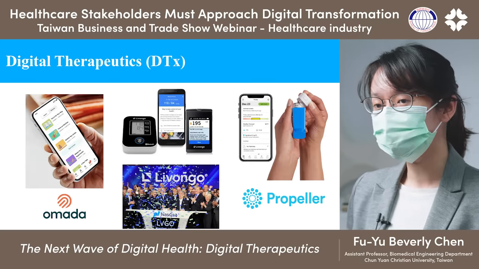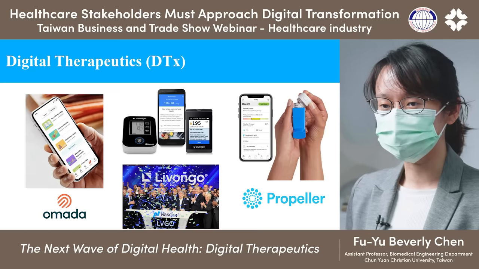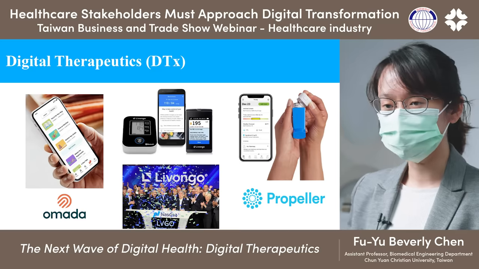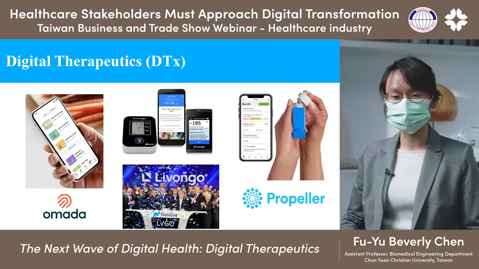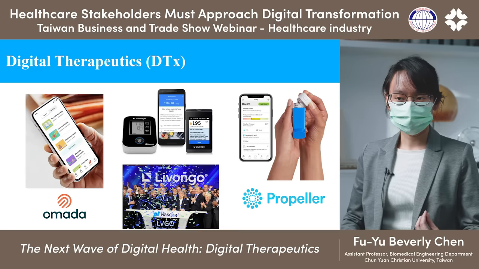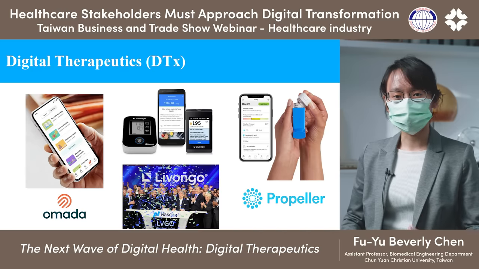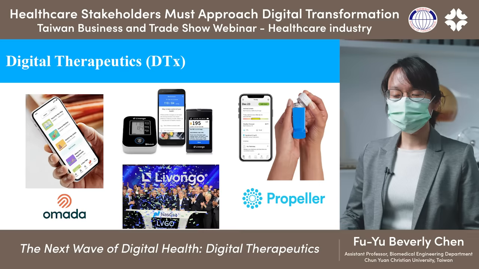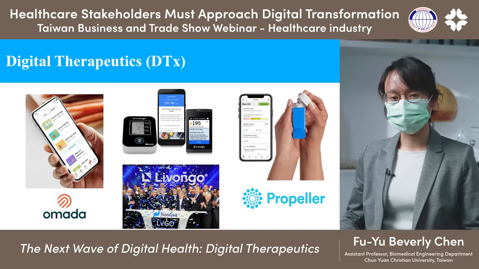And this is not a lousy app that I'm talking about. These are real stories in the US. Livongo is an IPO company in the US. They combine glucose monitoring devices with an app to help diabetes patients manage their glucose levels. Omada has the app on the left-hand side to help obesity patients manage their weight. Propeller combines a digital app with inhalers to help asthma patients.